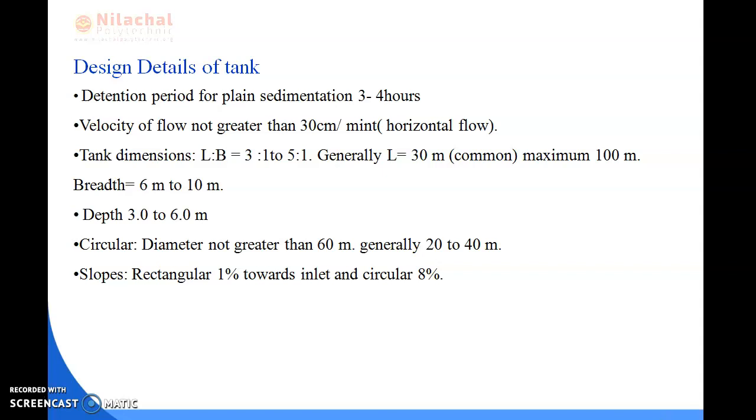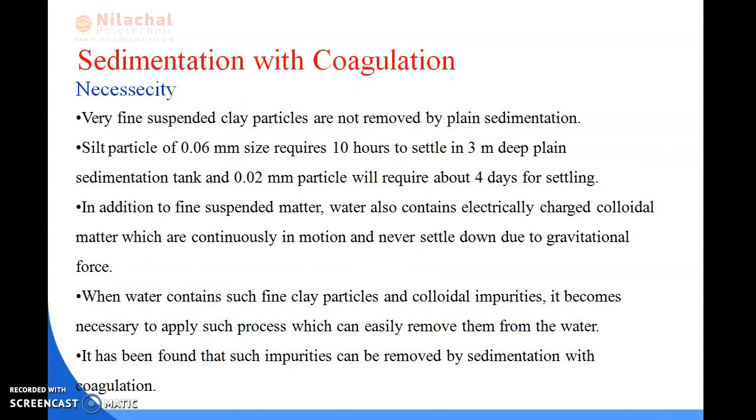If we take the circular sedimentation tank, the diameter should be 20 to 40 meter, but it should not be greater than 60 meter. And for the slope, rectangular is 1% towards the inlet and circular is 8%. Next we will be discussing sedimentation with coagulation.